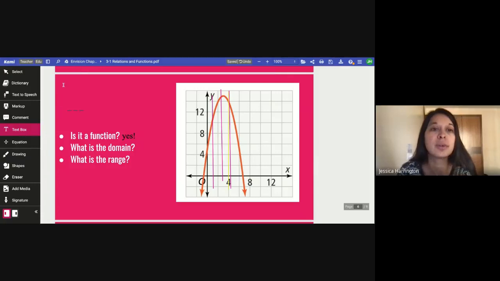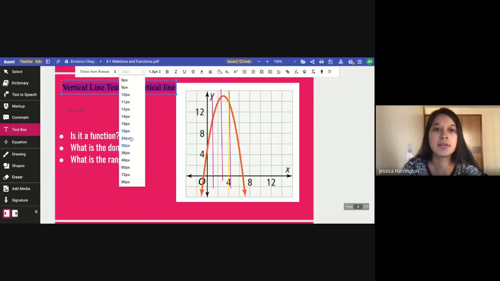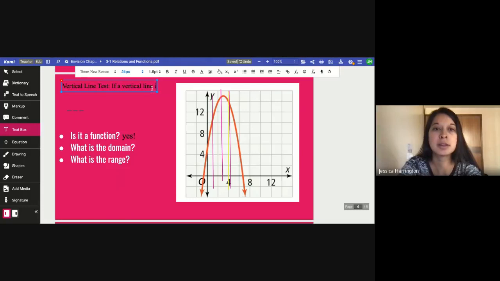Let's take a little note here about the vertical line test. Let's make this smaller so it fits. Let me change this real quick. If a vertical line is drawn through any point on the graph, it can only touch it once.